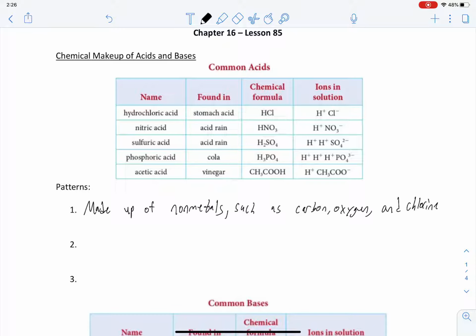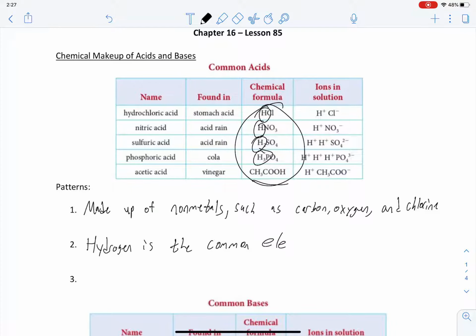And if we look at the chemical formulas here, if we look for something that they all have in common, the one element that stands out is hydrogen. So when we are looking at substances, an indicator that we are looking at an acid is if there is a hydrogen on it. If we look at these, all of them except for acetic acid on the bottom have a hydrogen in the front. Okay, that's an indicator that this substance is an acid.